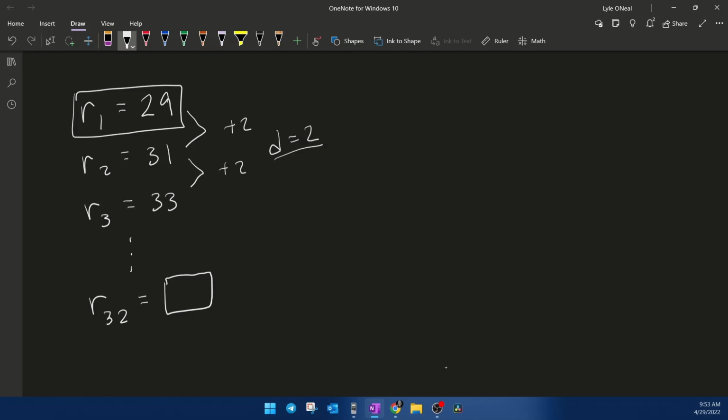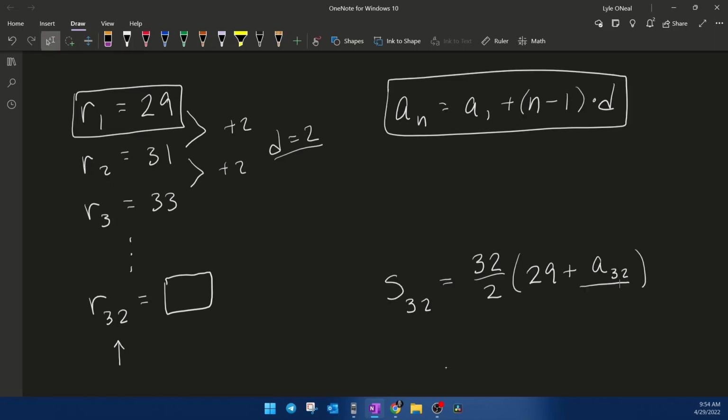I know the first term. I know the common difference. I know how many rows there are. I think I almost have enough information now to find the sum of the seats. All right, so let's point out what I've written here. I've got my general term of an arithmetic sequence. I know this applies, as well as the sum of the first n terms of an arithmetic sequence.